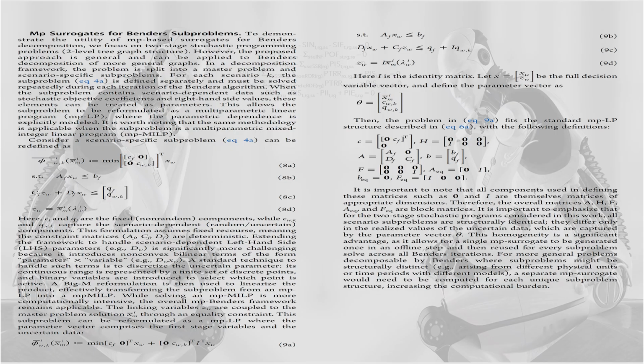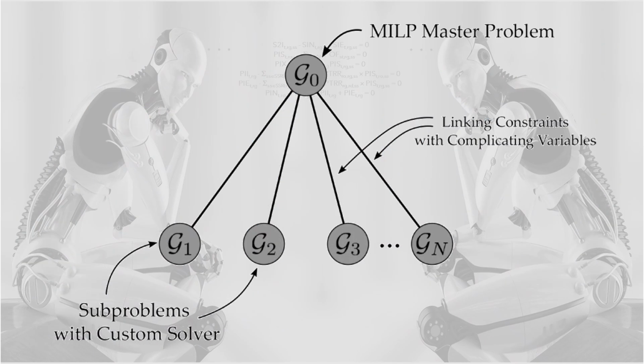In BD, the problem is divided into a master problem and scenario-specific subproblems. The figure shows the graph representation of the problem solved with BD. The master problem is stored on a subgraph 0, and each subproblem is stored on independent subgraphs 1 to n. Edges contain the constraints with complicating variables.